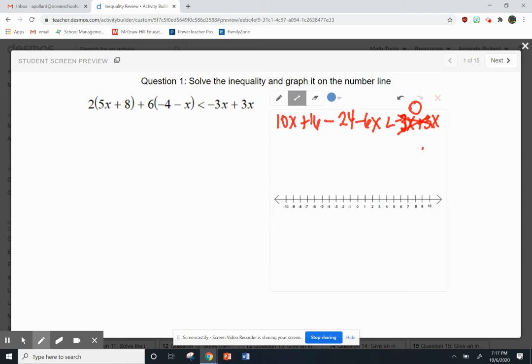So now I'm going to combine my like terms. I get 4x over here minus 8 is less than 0. Add the 8 over, I get 4x is less than 8. Divide by 4, and I get x is less than 2. So I put an open circle, draw it, bam, bam.